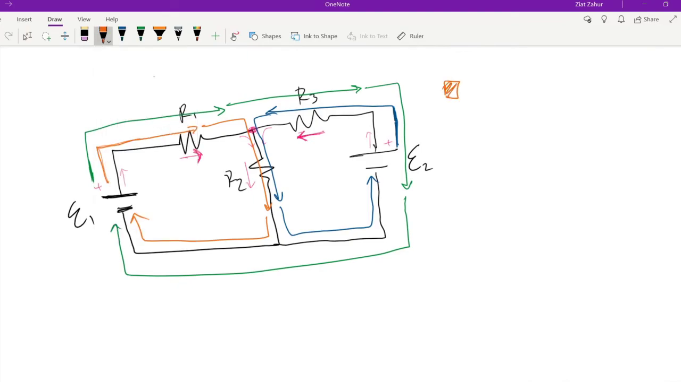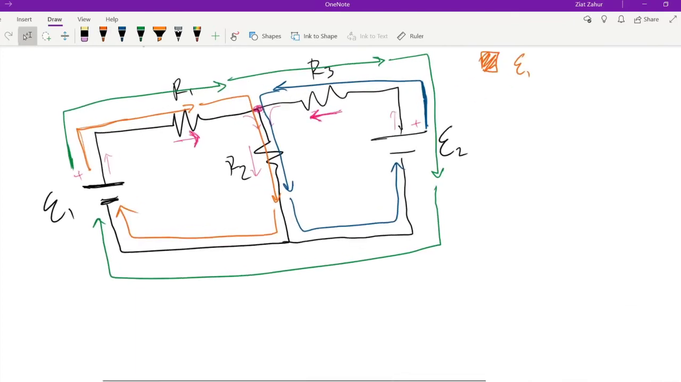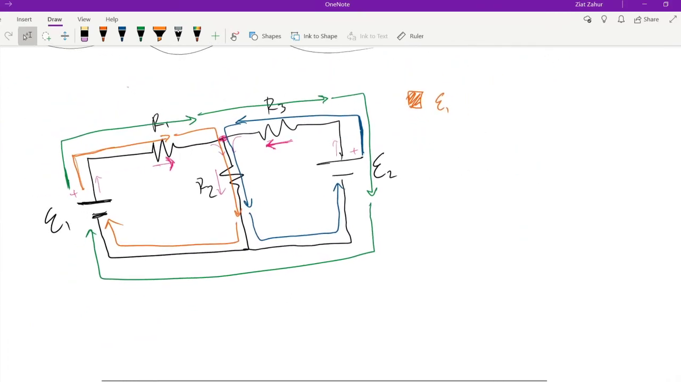Pathway 1, we have epsilon 1 minus, notice how it's minus V1 because it's the same direction as the current. Let me go write that down. This is I1, this is I2, this is I3. So epsilon 1 minus, I'm going to shortcut, go straight to the equations. This is I1 R1 minus I2 R2. And once we pass R2, we're finished. We're at the bottom of the battery. Our loop is complete. It's going to equal 0.